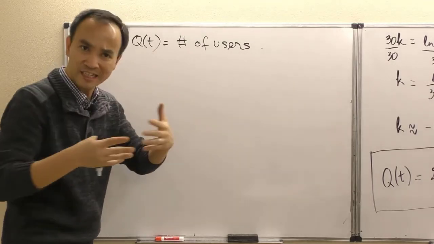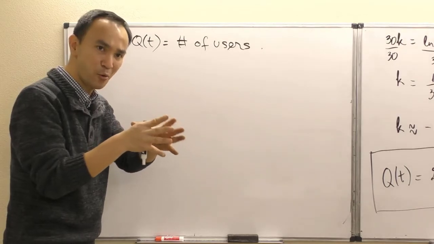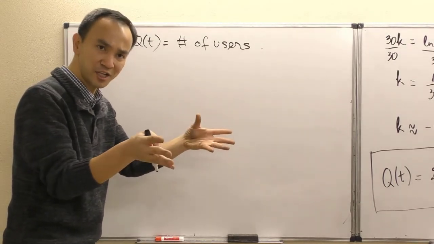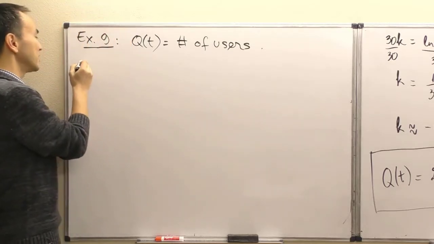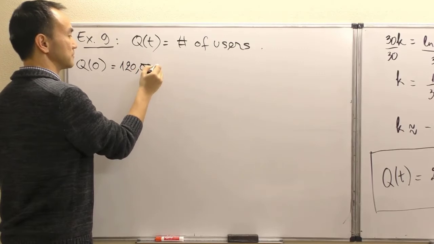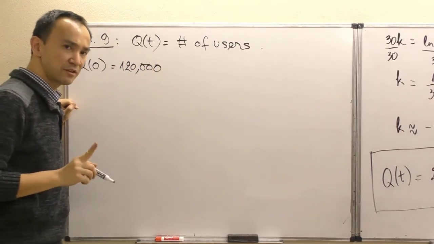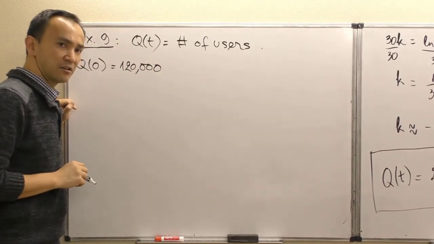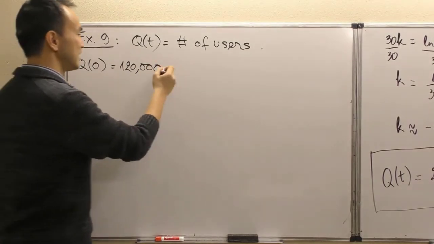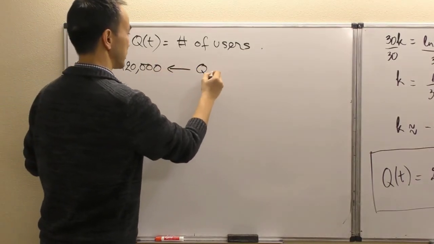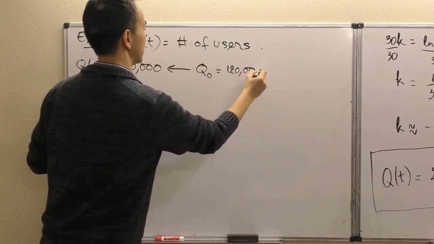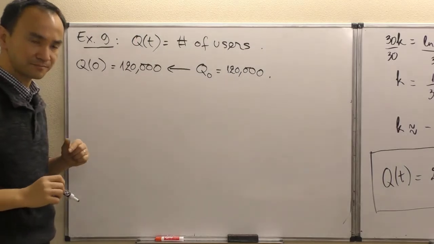So it's completely legal for us to use that current time point to be our initial time. So that means now I'm looking at Q of 0 equals 120,000. Q of 0 equals 120,000. In that way, yes, this is Q sub 0 equals 120,000. That's what it is.